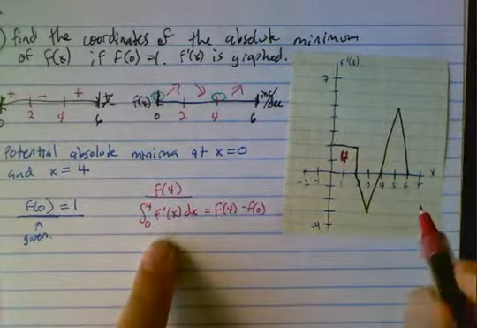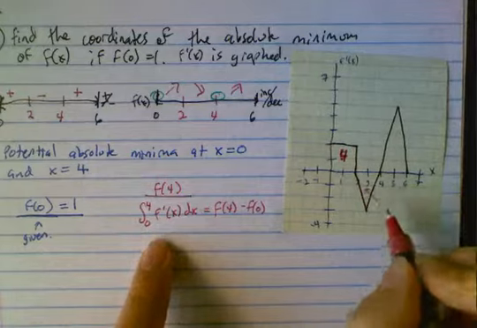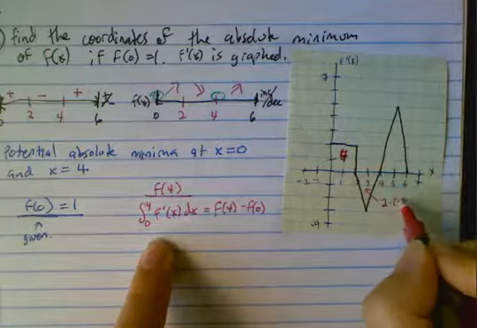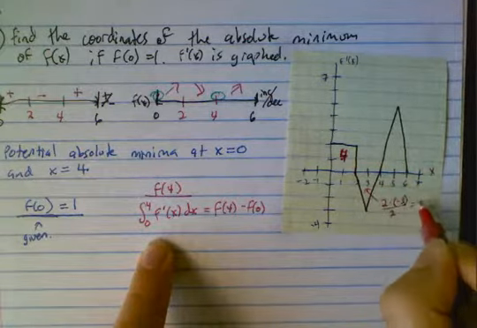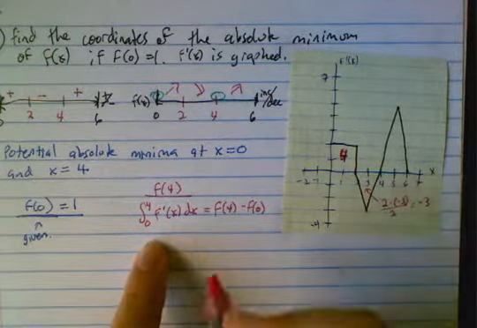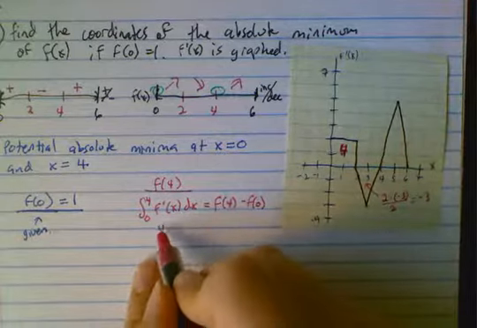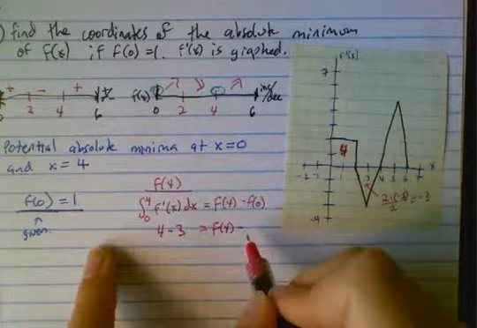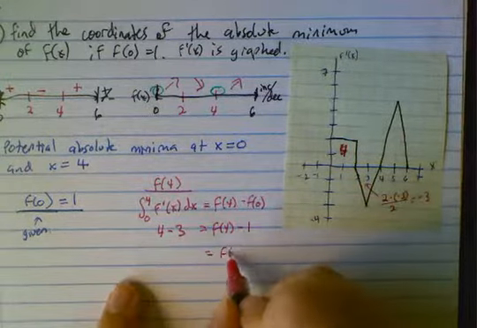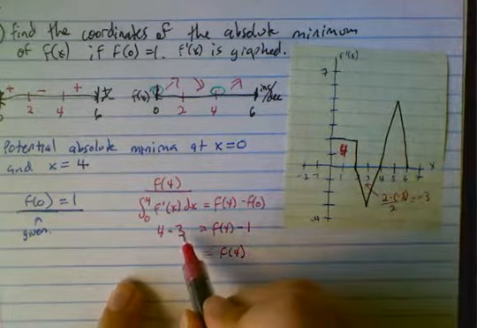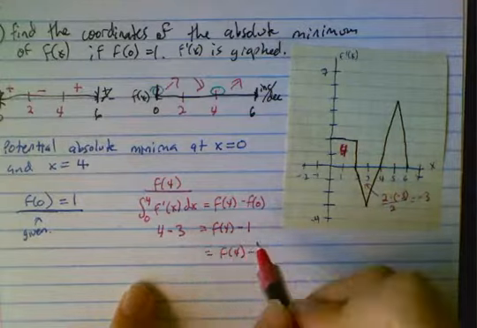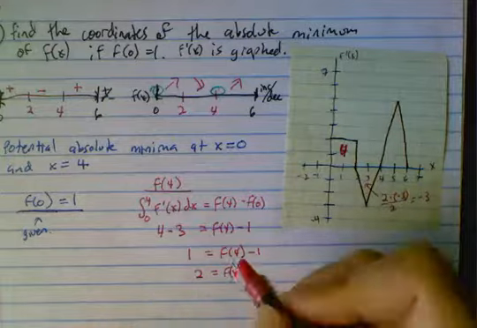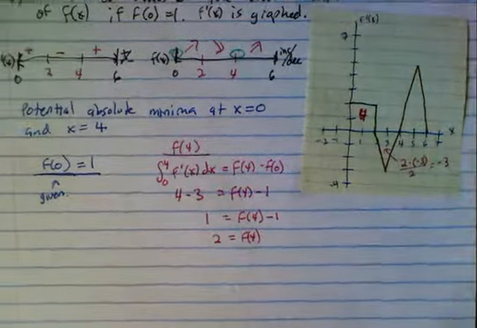Count those little blocks, 2 times 2. We know that this area right here is going to be width of 2 times negative 3 divided by 2, so that's negative 3. And then we stop there. So the area here is 4 minus 3 equals f of 4, which we want to know, minus 0, which is 1. 4 minus 3 is 1. Add 1 to both sides. F of 4 equals 2.